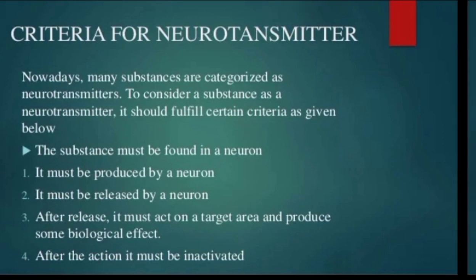The classification of neurotransmitters depends upon the chemical nature. Amino acids: the neurotransmitters of this group are involved in fast synaptic transmission and are inhibitory and excitatory in action. For example, GABA, glycine, glutamate and aspartate.